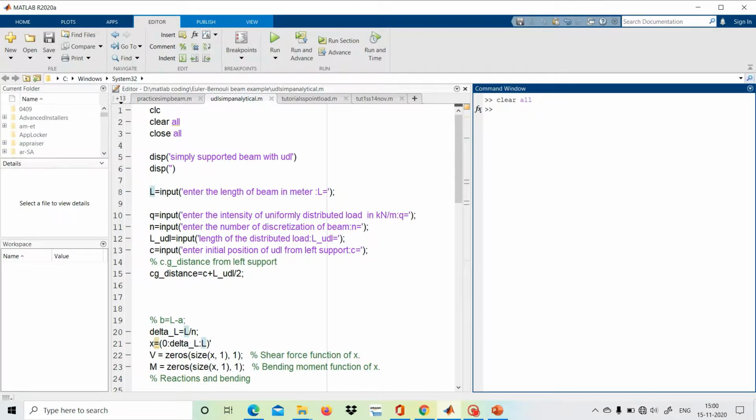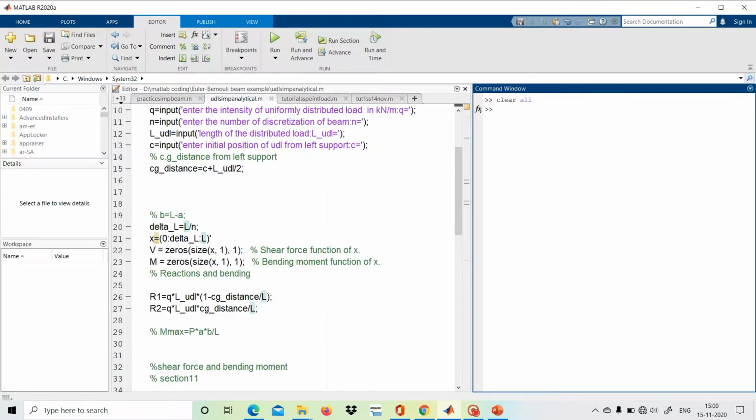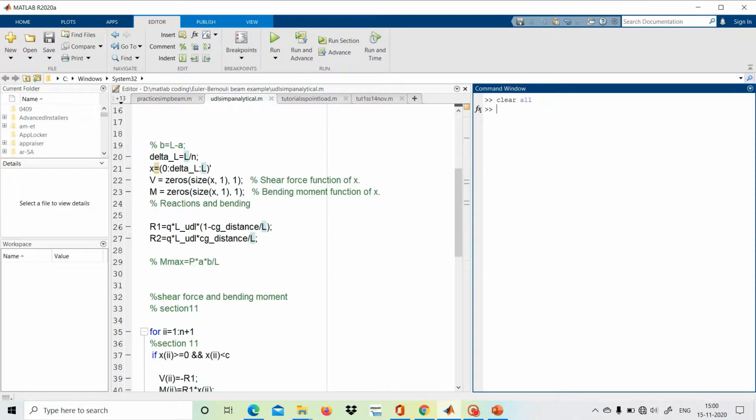Okay. Now delta L is the discretized part. Each discretized part is L by N, and X is the vector varying from 0 to L, with each increment being delta L. The shear force we initialize as zeros, and the bending moment too. So initially we have just made the vector format for the shear force and bending moment. Now R1 is the reaction which we found from the equilibrium equations. So the reaction is this, and R2 is this value.